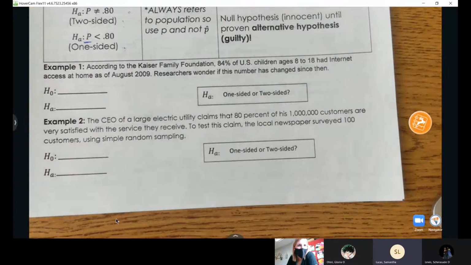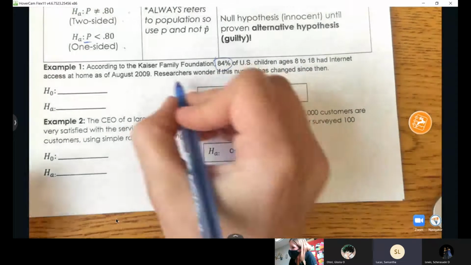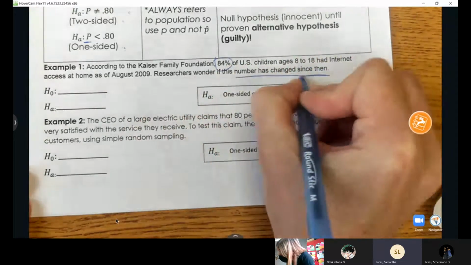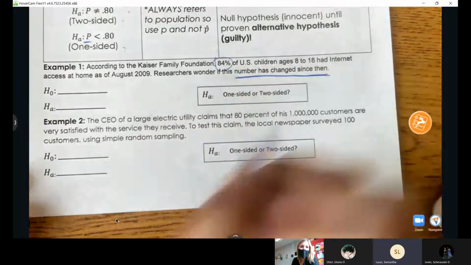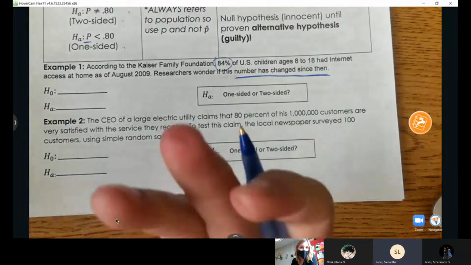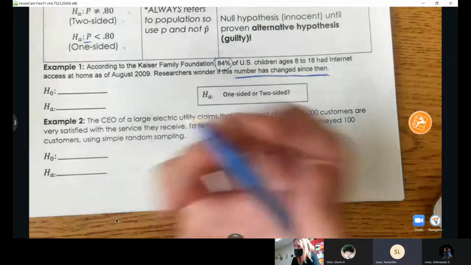All right, I'm going to do these two with you, and then you'll have an opportunity to do two more. According to the Kaiser Family Foundation, 84% of U.S. children had internet access at home as of August 2009. Researchers wonder if this number has changed since then. Notice it didn't tell us what direction. It just says, has it changed? Has it gone down or gone up?